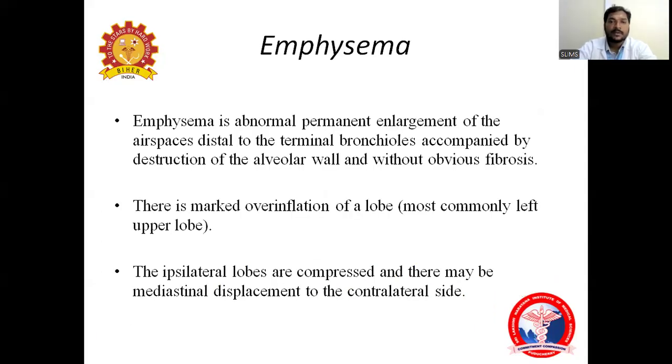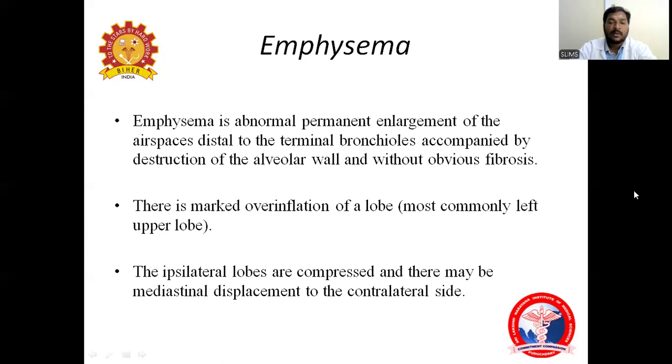Coming to emphysema, emphysema is abnormal permanent enlargement of the air spaces distal to the terminal bronchioles, accompanied by alveolar wall destruction with or without fibrosis. So this is an irreversible process. Mainly, this affects the bronchioles distal to the terminal bronchioles. In some cases there may be associated fibrosis, and in some cases fibrosis may be absent.